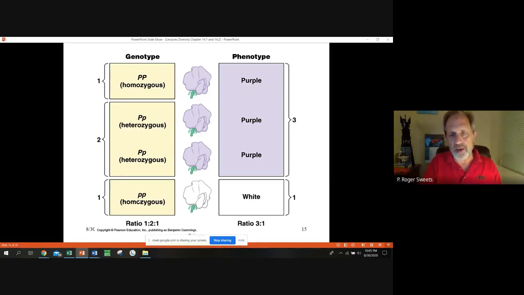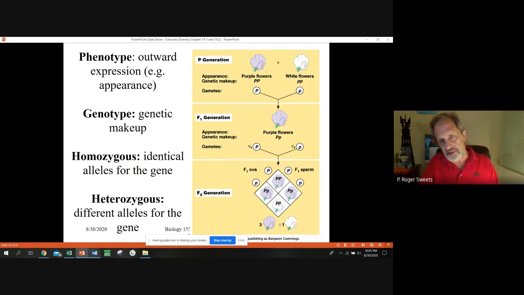In fact, if I go backwards, you can see this right here. We can see that while we have 3-to-1 in the phenotype, we have 1-to-1 in the genotype.